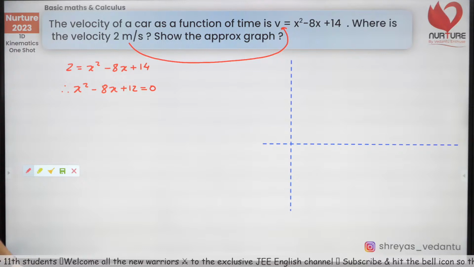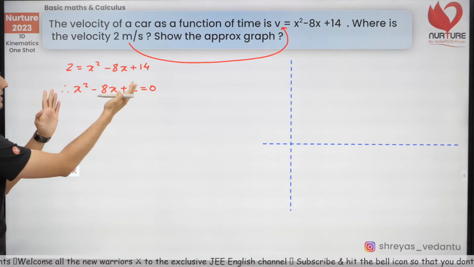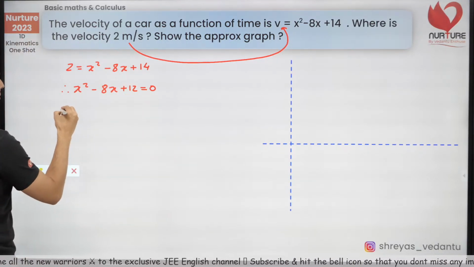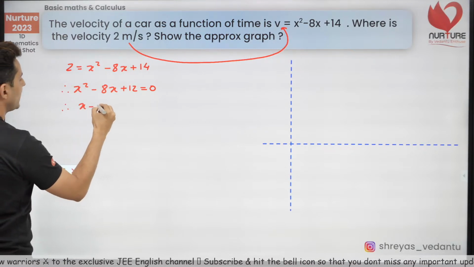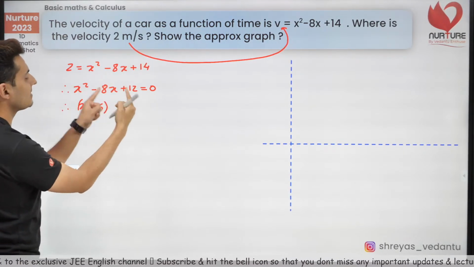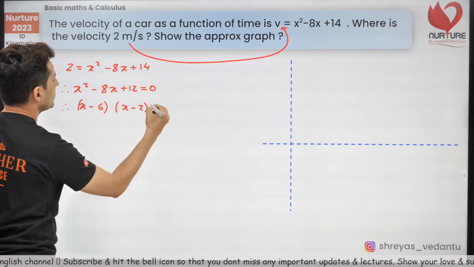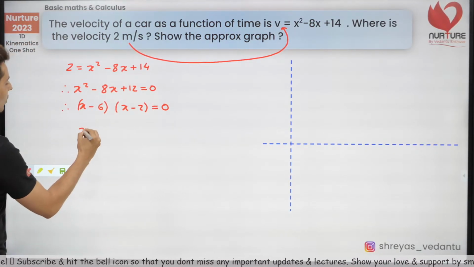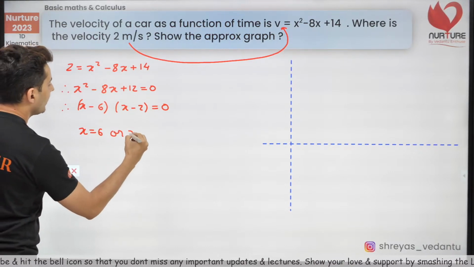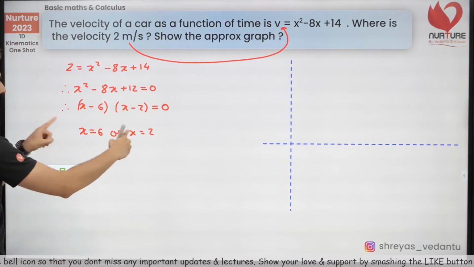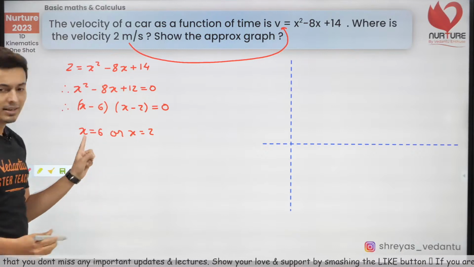Now you know you have to factorize this. How will you do it? 6 into 2 is 12. So you are going to do this as x minus 6, or rather minus 6 into minus 2 is plus 12. So x minus 6 into x minus 2 is equal to 0. Therefore, x is equal to 6 or x is equal to 2. That's the final answer. Will you take both the values?